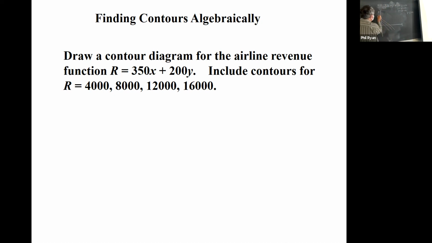Oops. These should be parallel. And of course, nothing should be negative. Right, so x and y are inputs. And so we see it just kind of looks like that. And so here is the 4,000, 8,000, 12,000.